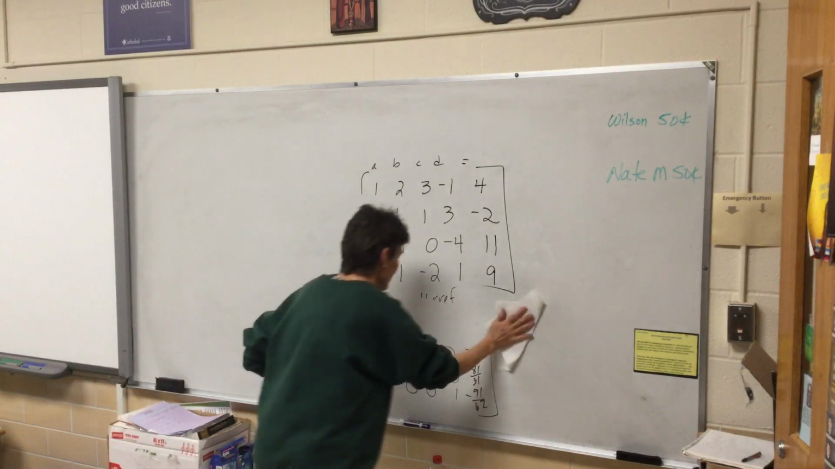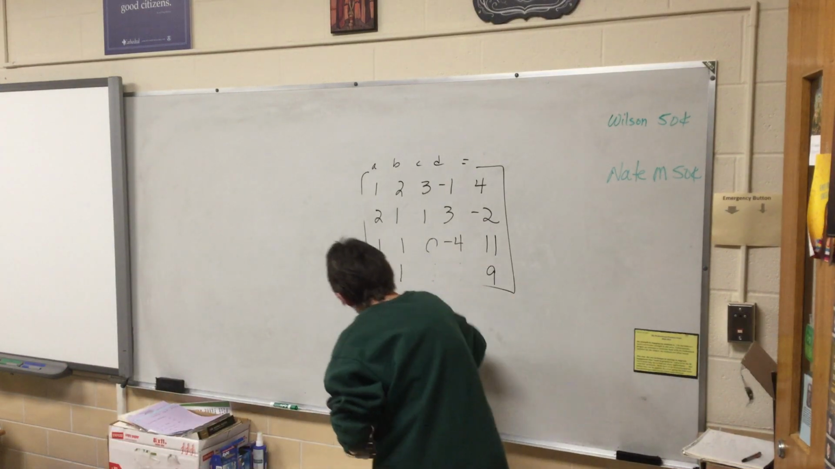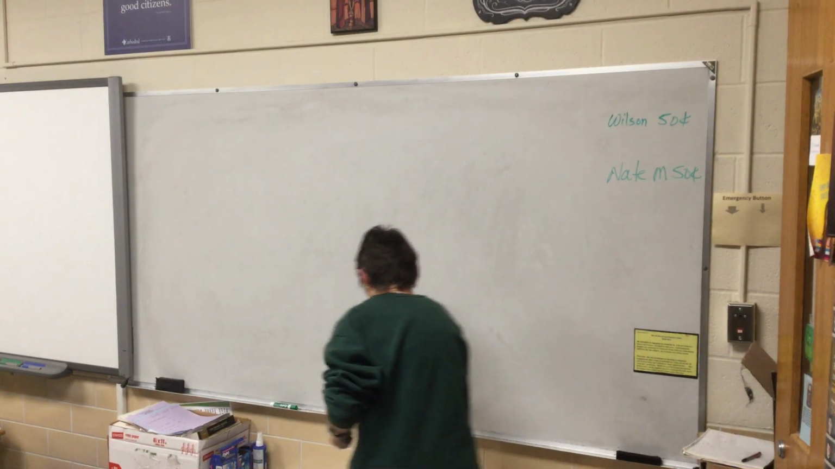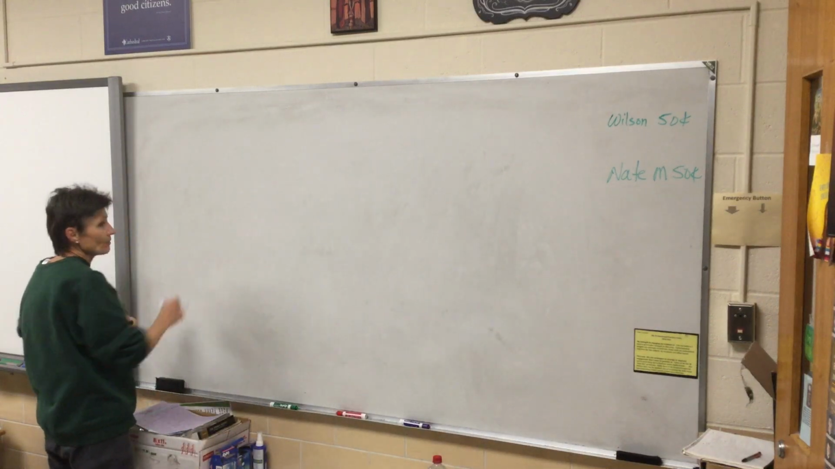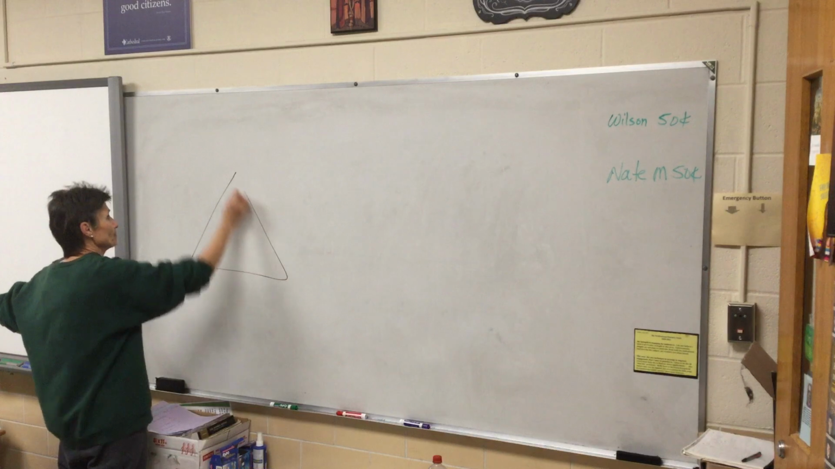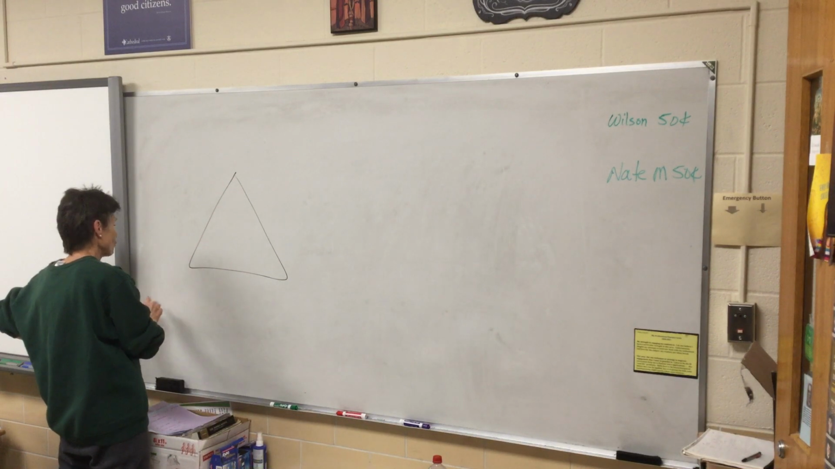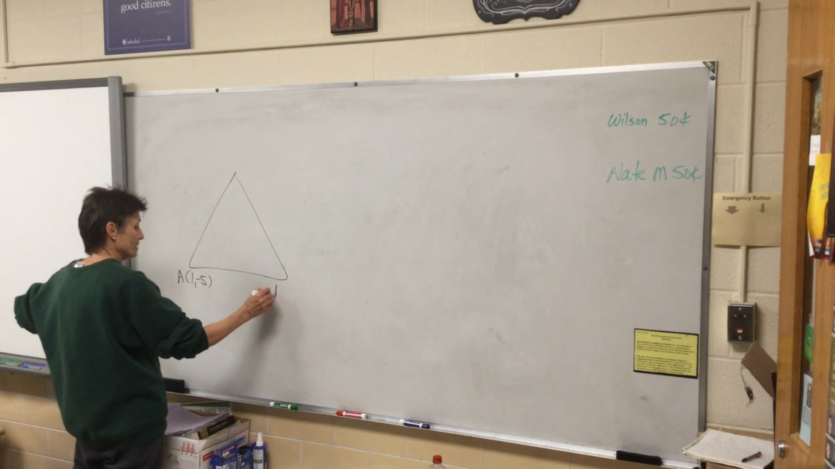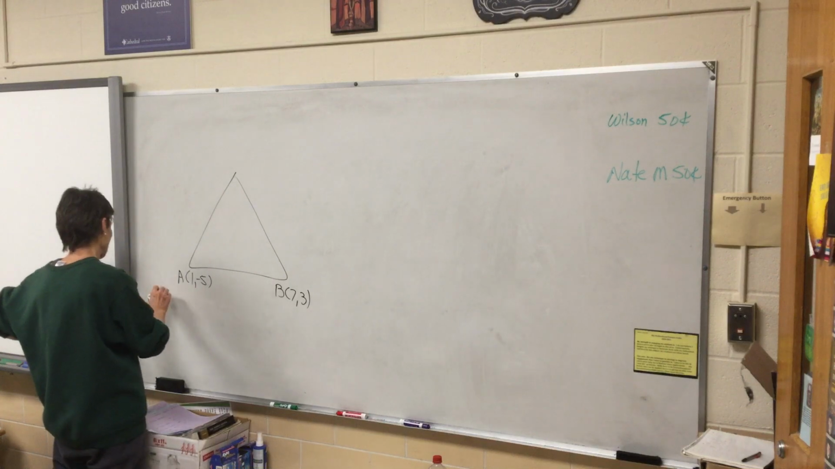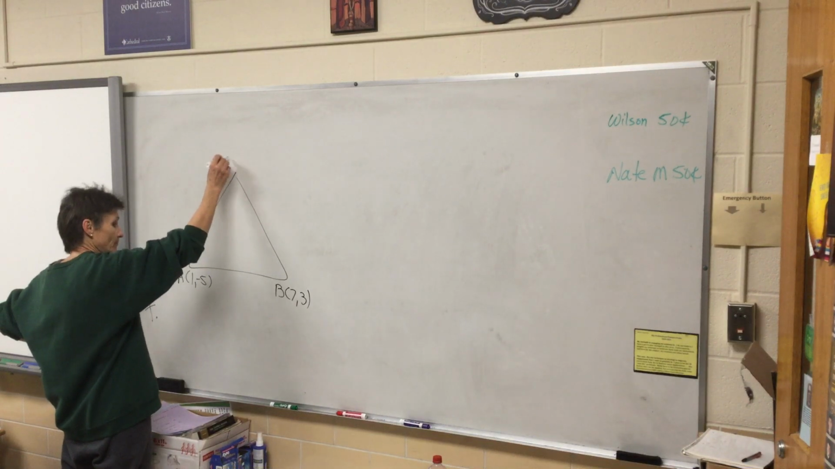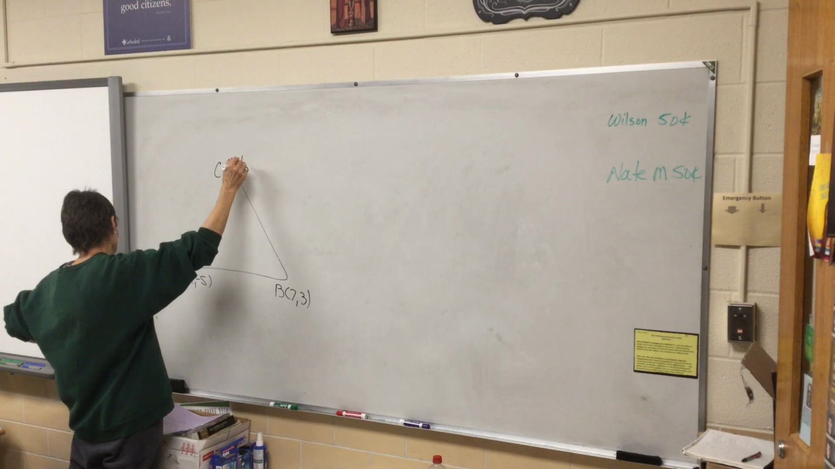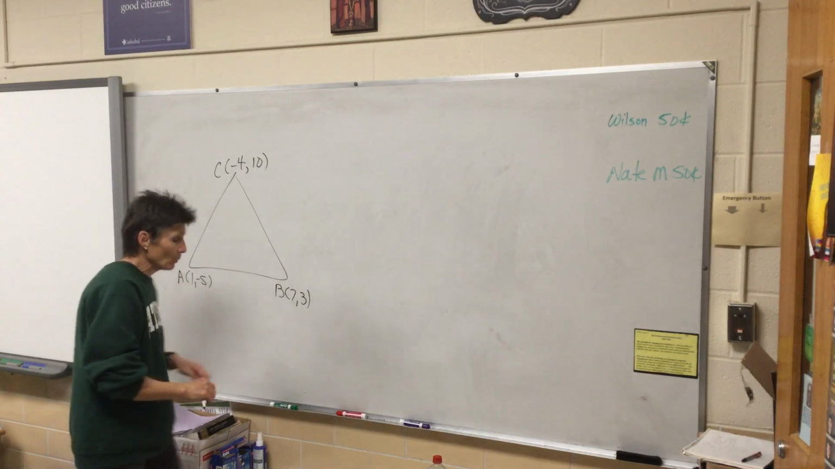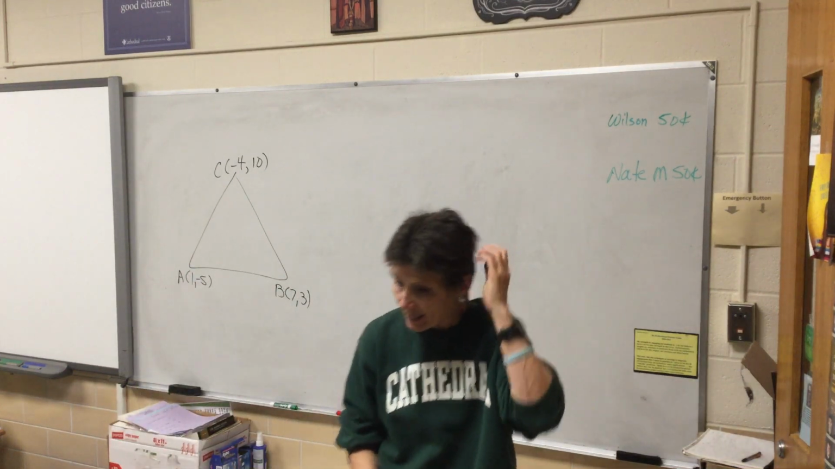The second question is finding the area of a triangle given the vertices. So if the vertices of the triangle are, let's say, (1, -5), (7, 3), and (-4, 10). And we're going to find the area of this triangle.